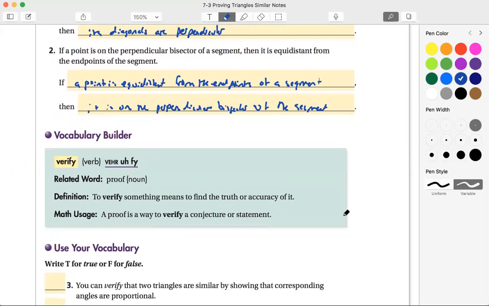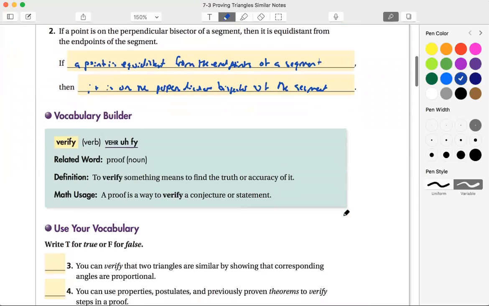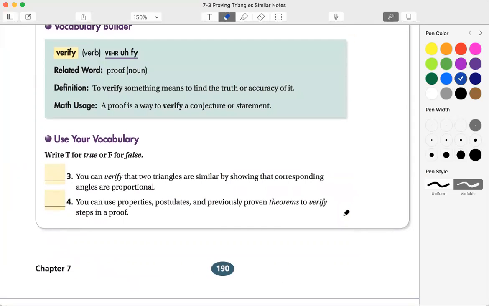To verify something means to find the truth or accuracy of it. A proof is a way to verify a conjecture or statement. Can I verify the two triangles are similar by showing that corresponding angles are proportional? False. I can use properties, postulates, and previously proven theorems to verify steps in a proof. True.